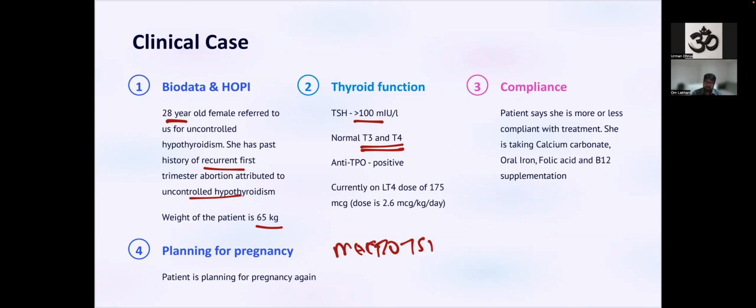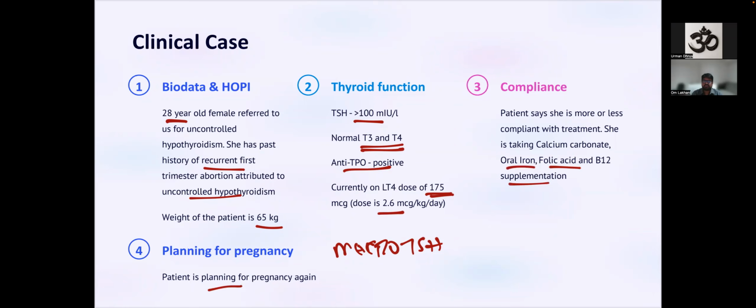We already learned this earlier, right? Her anti-TPO is positive. Her levothyroxine dose is 175, which is 2.6 microgram per kg per day. Patient says that she is more or less compliant. Some days she misses the tablet. That is what she's saying, right? We'll have to take her word for that. She's taking oral iron, folic acid, B12 supplementation, and she's planning for pregnancy again.